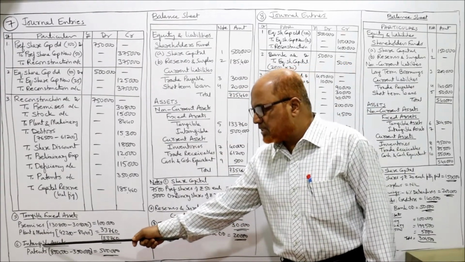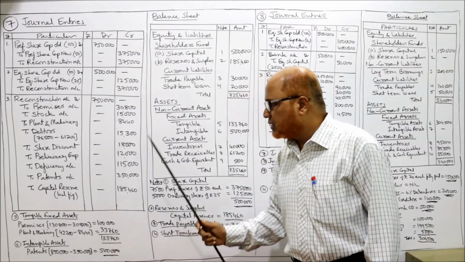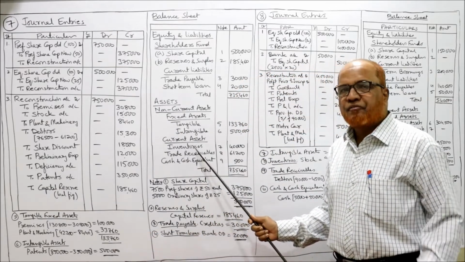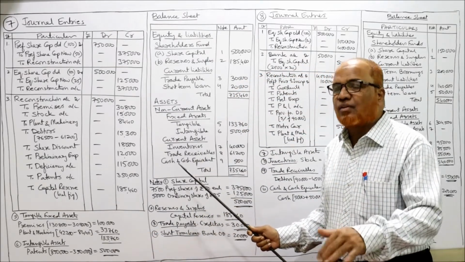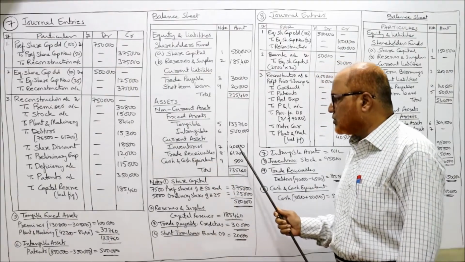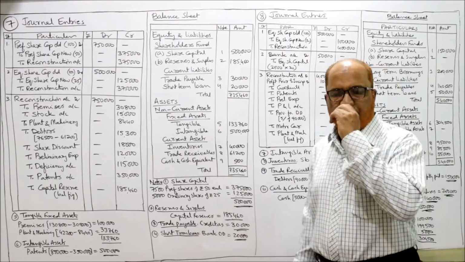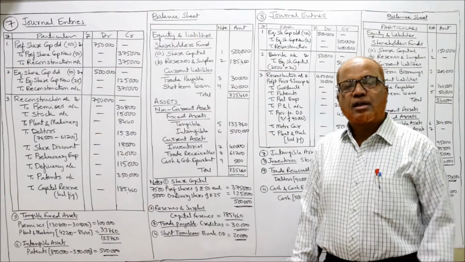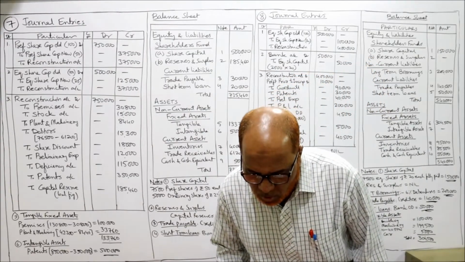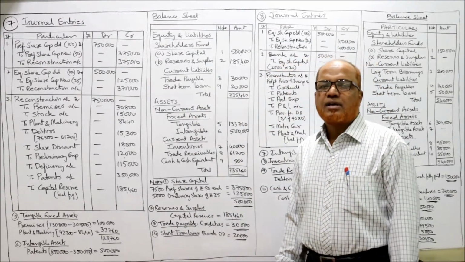I have stopped at 6th note. You have to continue. 7th note. Inventory, stock. 55,000 minus 15,000. You'll get 40,000. Similarly, trade receivable. Trade receivable are the debtors. The debtors given in the balance sheet was 76,500.